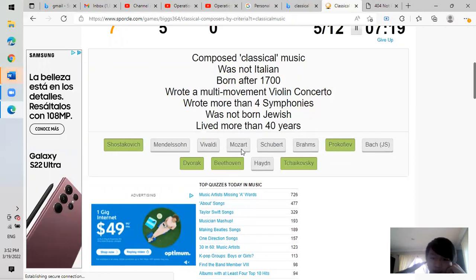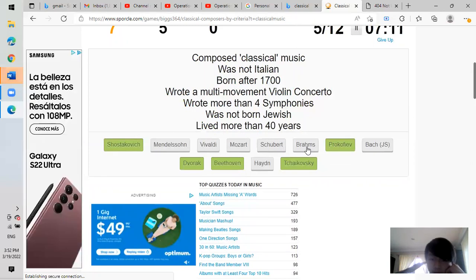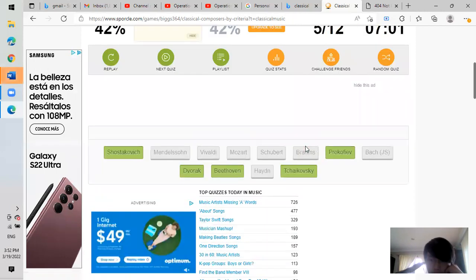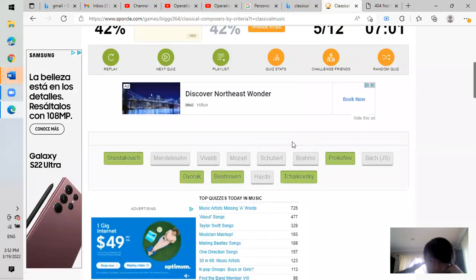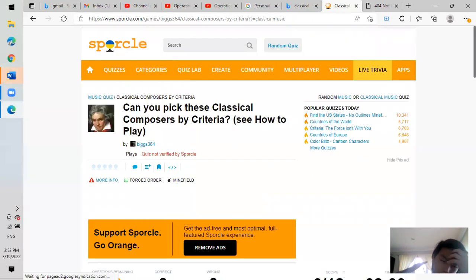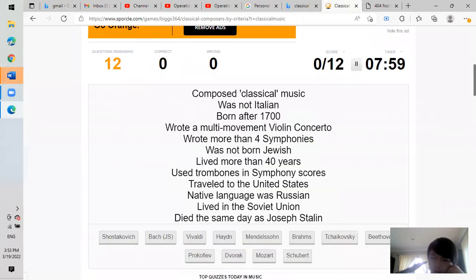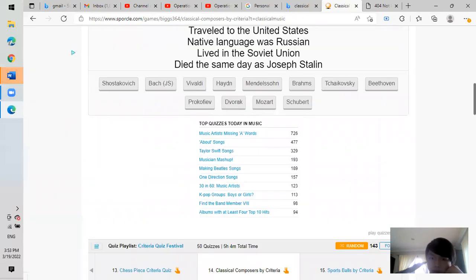Okay, then. Next one. Lived more than 40 years. Still not Schubert. Brahms is German. Multi-movement concerto, that fits Brahms. Okay, I'm going for Brahms. Yeah, Brahms. What? Oh, okay, then it's Mendelssohn. None of the others can fit. The next one is Mendelssohn. Wait, Mendelssohn was born... I thought he was Jewish. I mean, okay, I don't know. Let's try again.